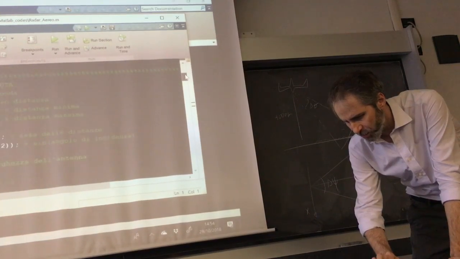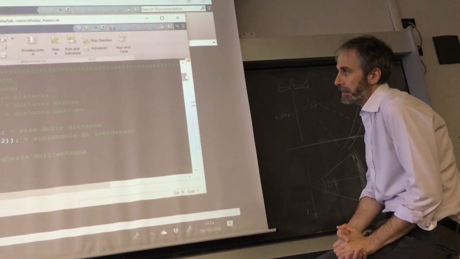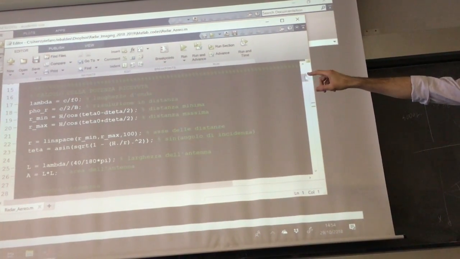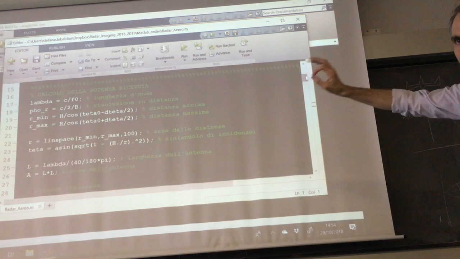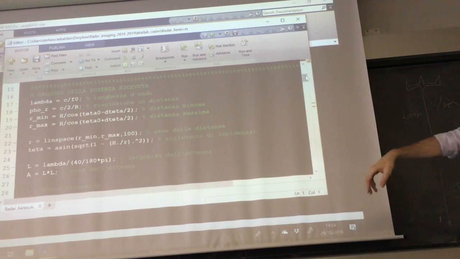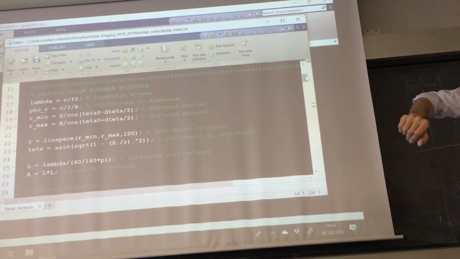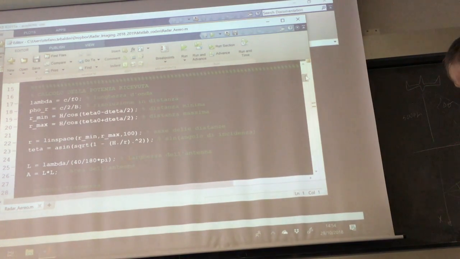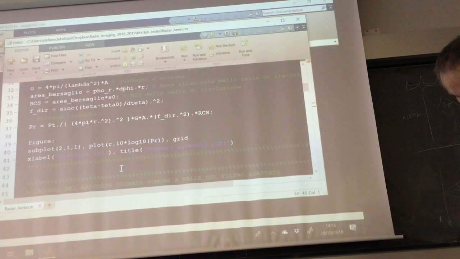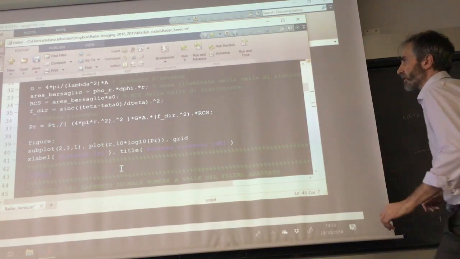So the first part of this code is just computing for you how much power you get back. And so here I'm just computing the range resolution, and I compute this based on the bandwidth. I don't even need to know how long the pulse is at this stage. This is just the minimum and maximum range and the area of your antenna. And this is just the radar equation. So I am just implementing here the radar equation.